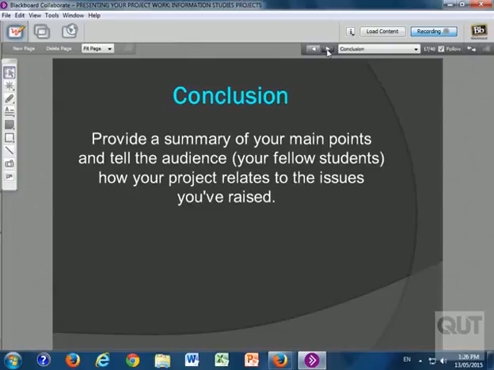Conclusion. You'll notice I actually had these in a slightly different order. I actually had conclusions after transitions, but I decided I was going to put this at the end because, logically, that's where our conclusions go. In the conclusion, you'll provide a summary of the main points.